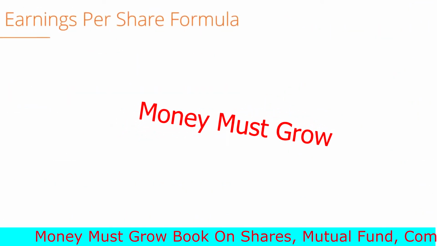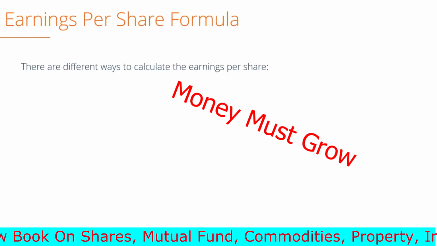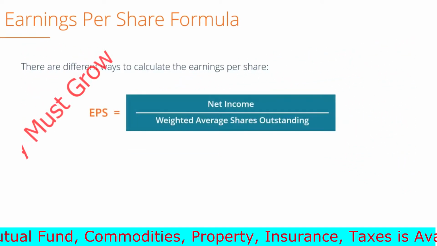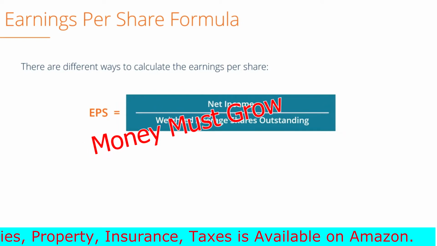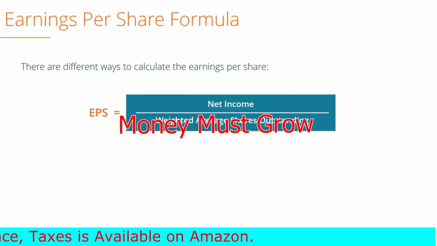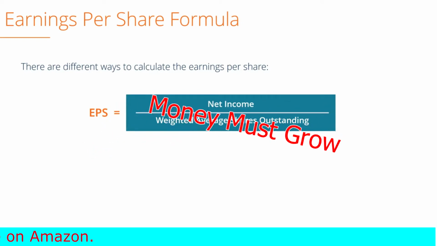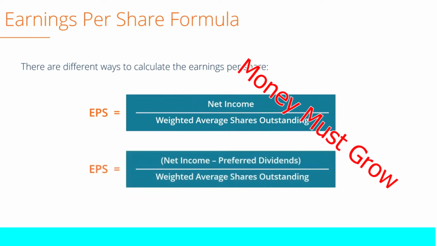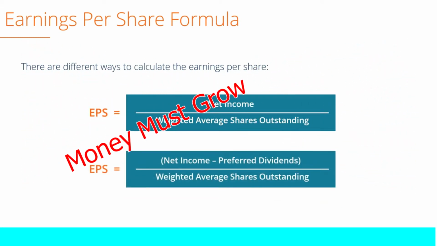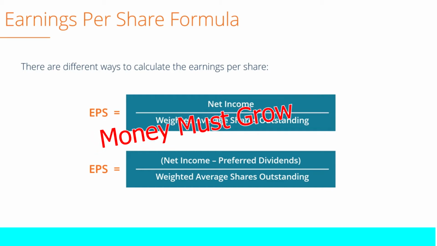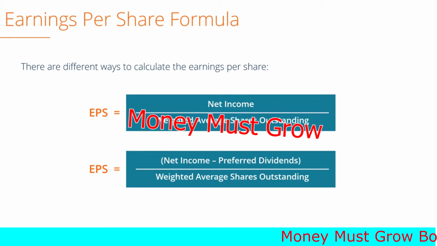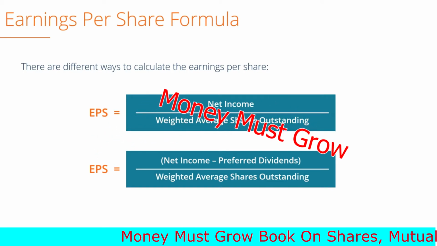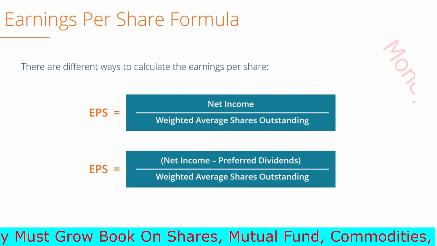Let's look at the earnings per share formula. There are different ways to calculate it. Basic earnings per share is net income divided by weighted average shares outstanding. Earnings per share for a company that has preferred shares would be equal to net income minus any preferred dividends that are paid to preferred shareholders, divided by weighted average shares outstanding in the period.